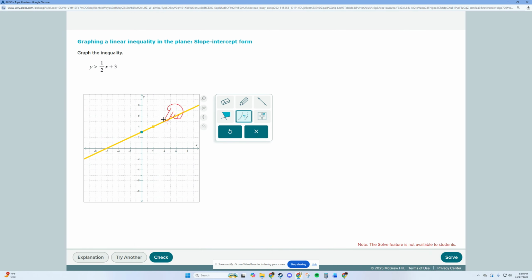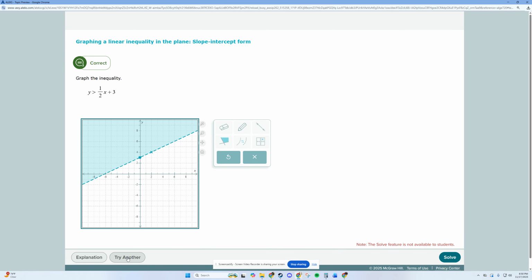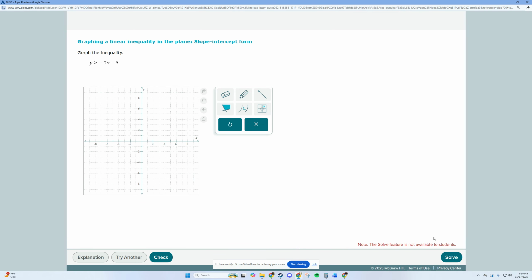We do have to change it to be dashed because it cannot equal this. And I want, again, the stuff that is above the line. You check. I am on a hot streak. Okay. Now, -5. Bang, the slope is -2, so that's down 2 over 1 or up 2.